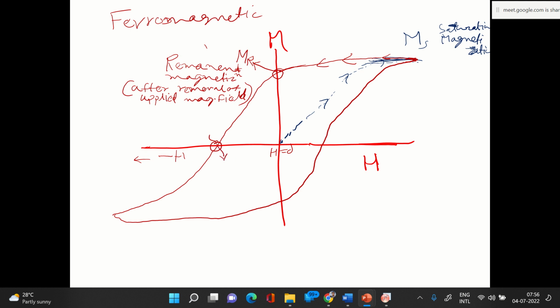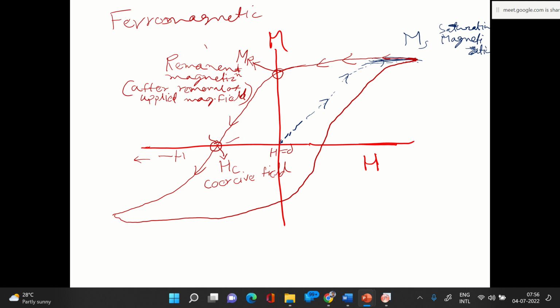So this is called HC, coercive field. So we are moving like this. So उस coercive field कहते हैं, मतलब the value of magnetic field that must be applied in the reverse direction to make the magnetization zero. So this is the amount of magnetic field in the reverse direction that must be applied to make the total magnetization zero.